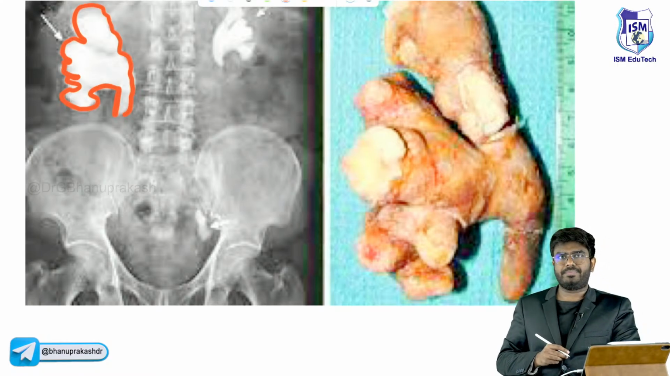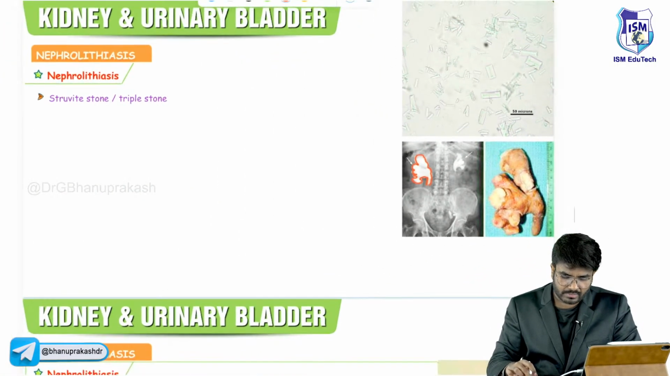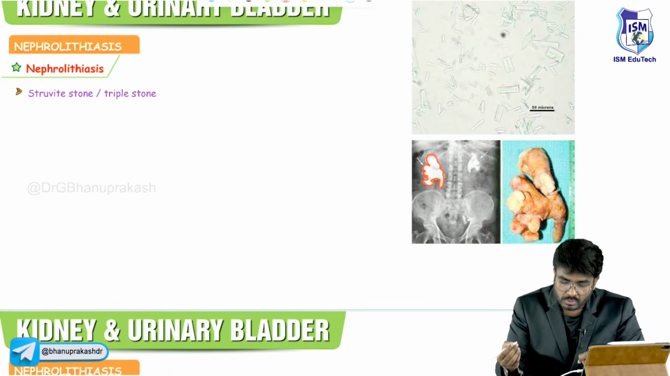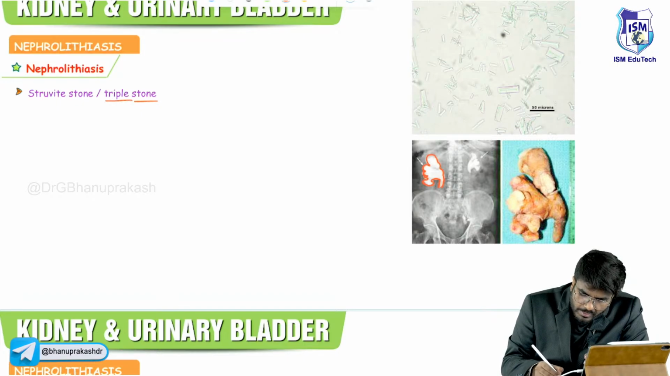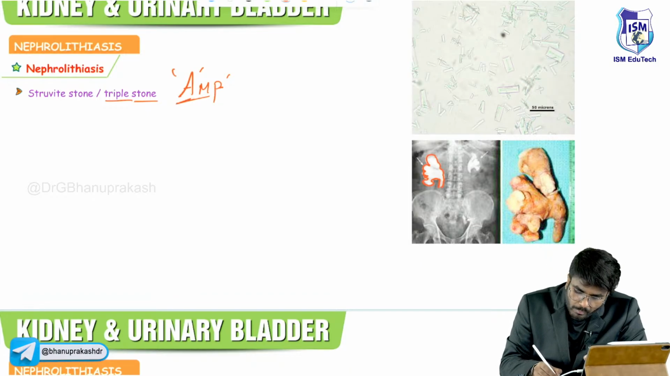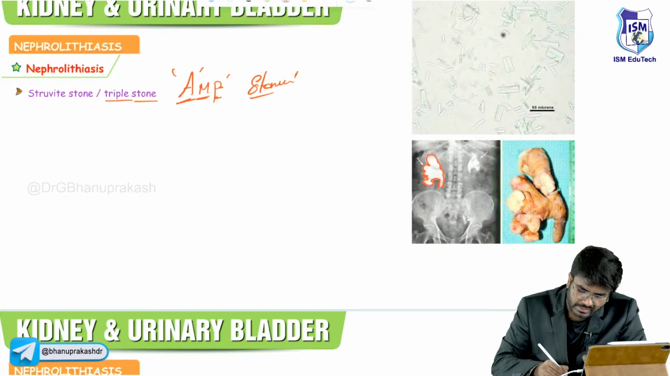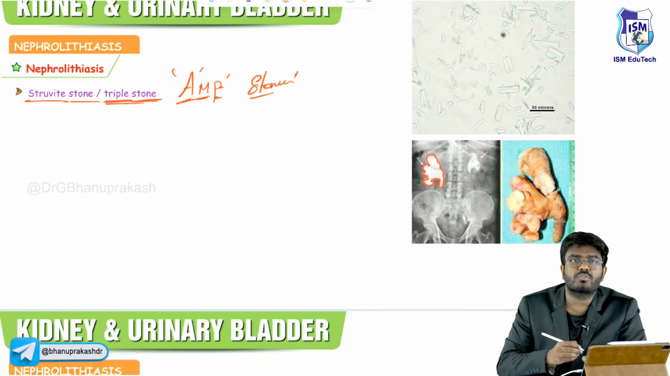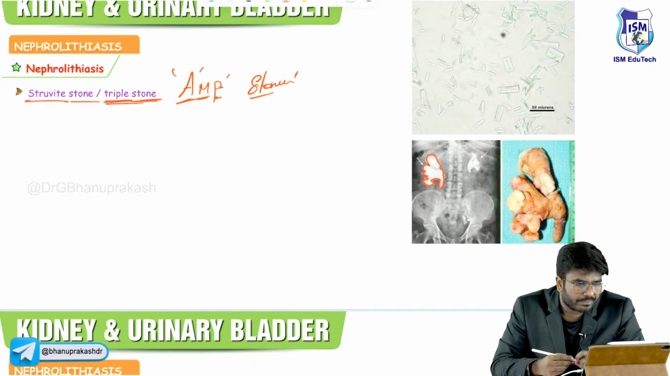Okay, staghorn calculi. So, let me write one by one point. These stones are also called white stones or triple stones. They are made up of ammonium, magnesium, and phosphate. Which materials? Not calcium oxalate. They are made up of ammonium, magnesium, phosphate, AMP. That's why triple stone. You can also call it a triple phosphate stone, white stone, AMP stones. You can call them with any name. Made up of magnesium, ammonium, and phosphate.